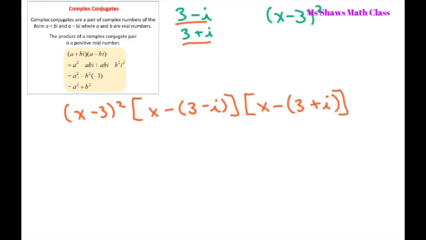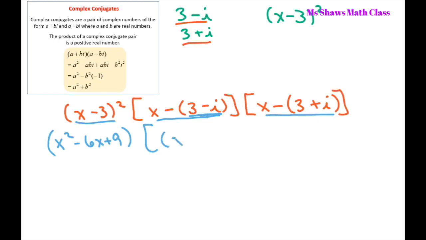Now I'm going to use my associative property and move these parentheses around here. I'll go ahead and take care of this. This is x squared minus 6x plus 9, just using my factoring facts. Now this one I'm going to move the parentheses around. So it's on the second part, I'm going to put it on the first part. (x minus 3) minus i times (x minus 3) plus i.